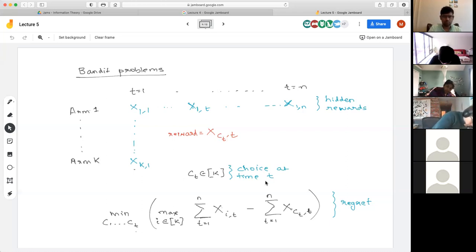And the quantity, which, again, is just one way of measuring how well you do. Ignore the first part for now. Just focus on the last term here. This is the reward you actually get. At time t, you made the choice c sub t. This is your actual reward. And this denotes the best arm in hindsight.